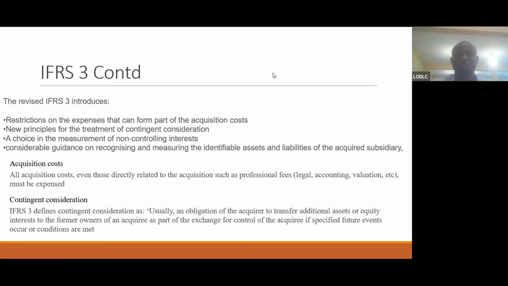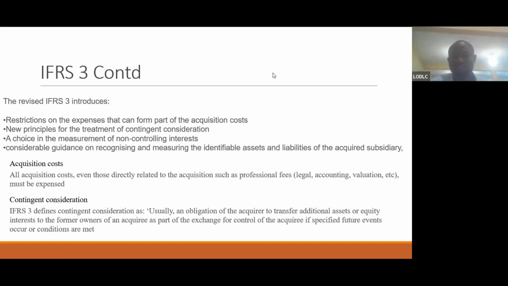So the acquisition cost. What do you mean by acquisition cost? All acquisition costs, even those directly related to the acquisition, such as professional fees, legal, accounting, valuation, etc., must be expensed. So the cost of acquiring a particular company, that's what we mean by acquisition cost. If company A acquires company B at a certain amount, that amount is an acquisition cost. And this acquisition cost must be expensed in line with revised IFRS 3. The acquisition costs we are talking about can be legal, accounting, and valuation costs. Then contingent consideration.